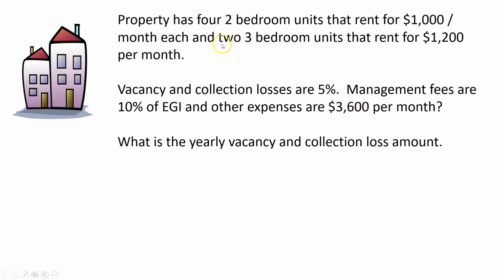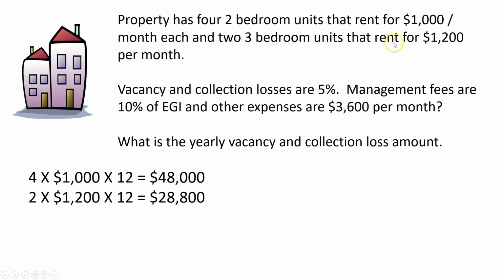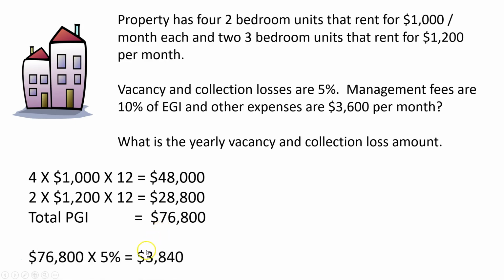So we have to work out first of all how much the 4 2-bedroom units rent out per year. So that's 4 times 1,000 times 12, which is 48,000. The 2 3-bedroom units are 1,200, therefore times 12 is 28,000. The total of that is 76,000, and that's the PGI. Then we take off the 5% because this is what they're asking for. What is 5% of that? 3,840, which is your answer.